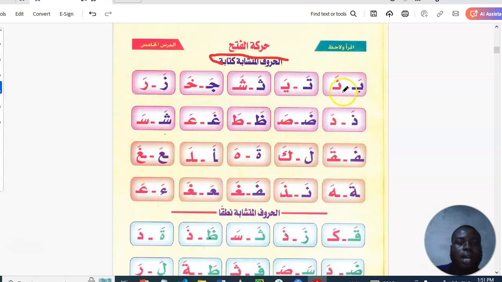So when you look at these letters properly, you see that in their written form they look very much alike, and if you are not careful, you are going to mistake them for one another. So you need to pay much attention. You need to be attentive while I read them again.